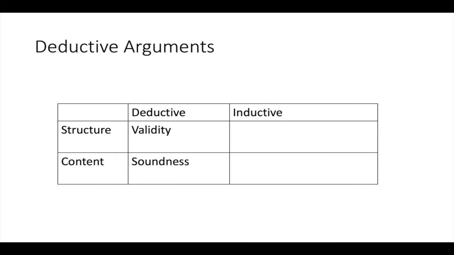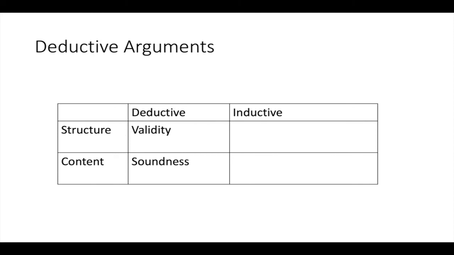Soundness, again, tells us about the content. It tells us that in addition to having the right structure, to having the right logical relationship between the premises and conclusion, the argument also has the right content. It also actually says something that's true and correct and that we should believe. Okay, so now we're getting somewhere, since we have a sound argument in most cases.